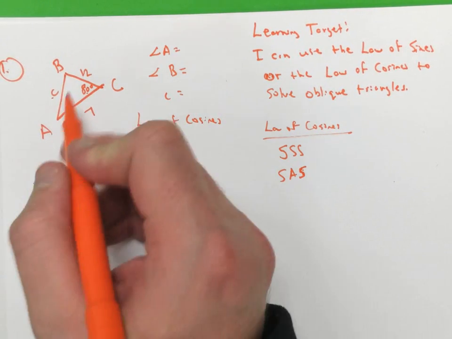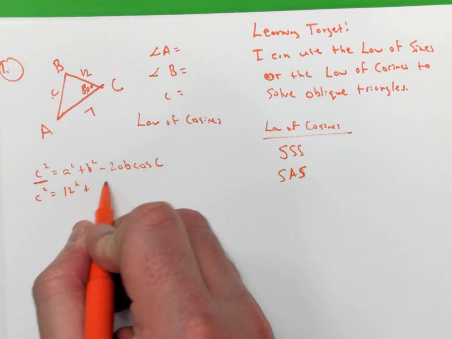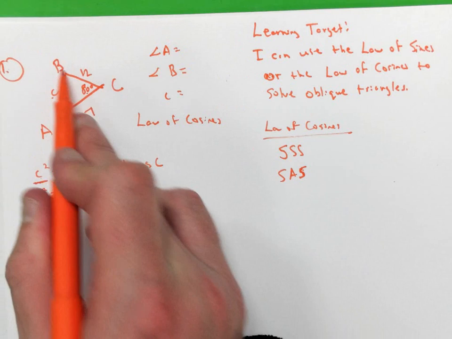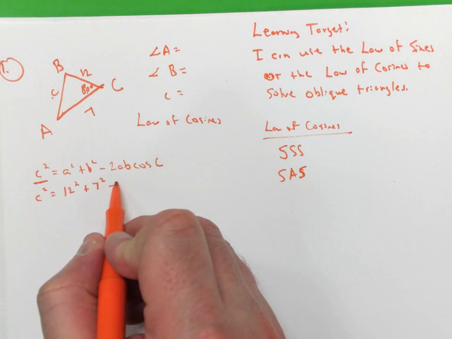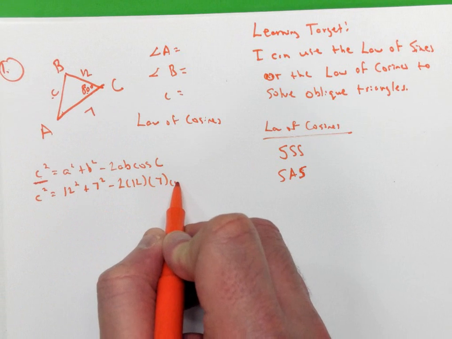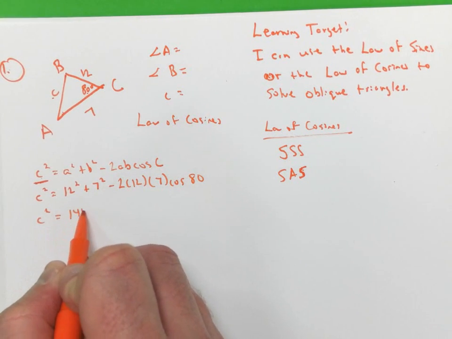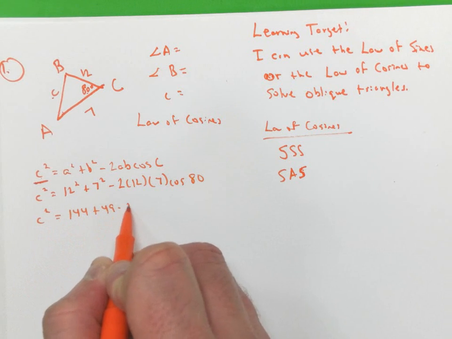C squared equals a, across from a is 12, so that's 12 squared plus 7 squared. B is little b is across from angle B, minus 2 times 12 times 7 cosine of 80. I'm going to clean it up just a little bit. 144 plus 49.